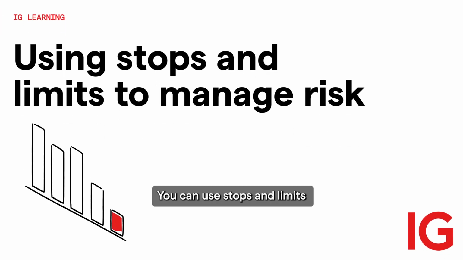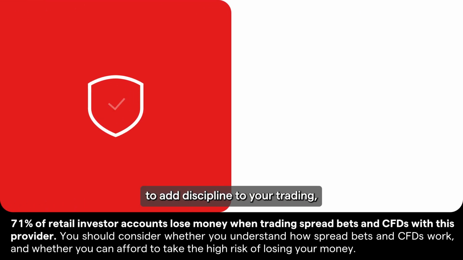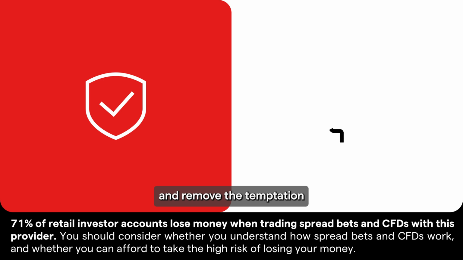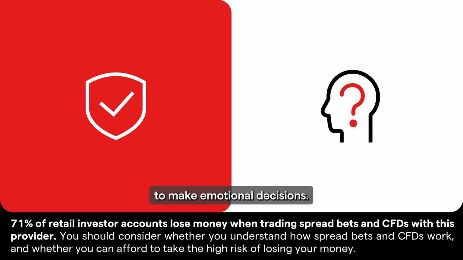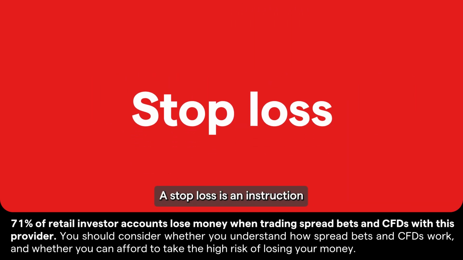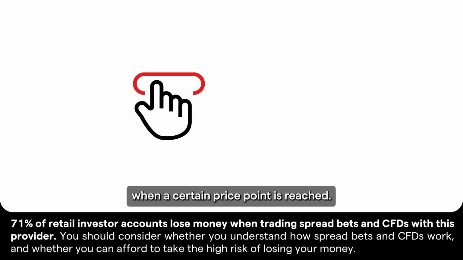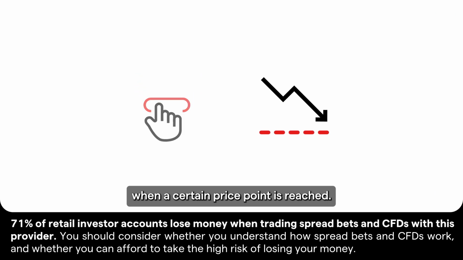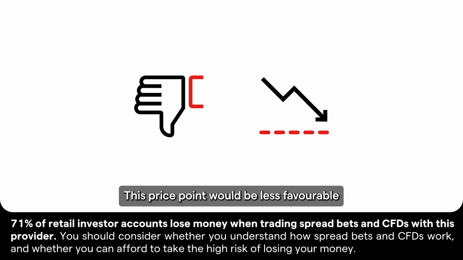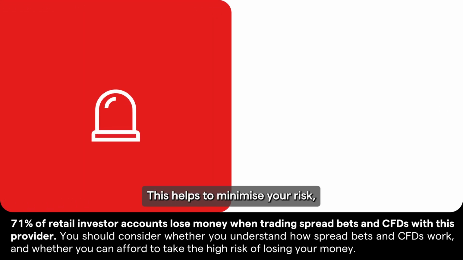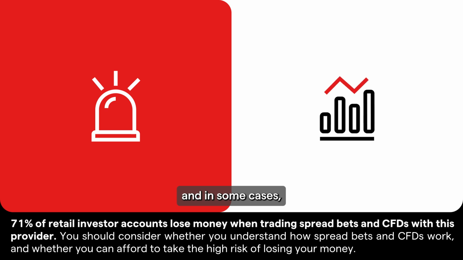You can use stops and limits to add discipline to your trading and remove the temptation to make emotional decisions. A stop loss is an instruction to close your position automatically when a certain price point is reached. This price point would be less favorable than the current market price. This helps to minimize your risk and, in some cases, lock in a running profit.